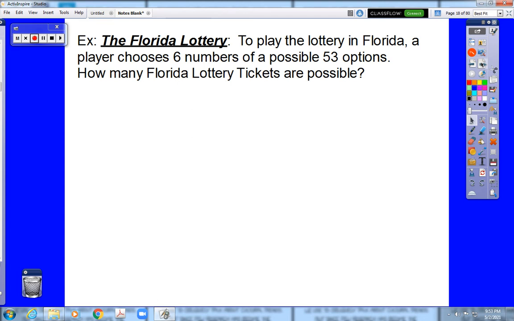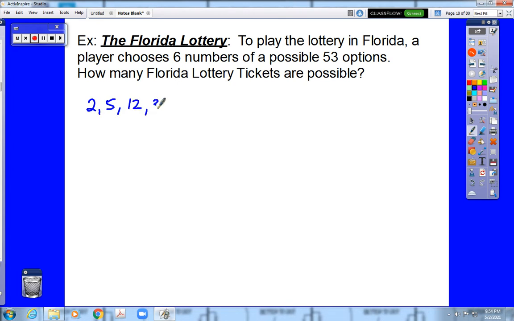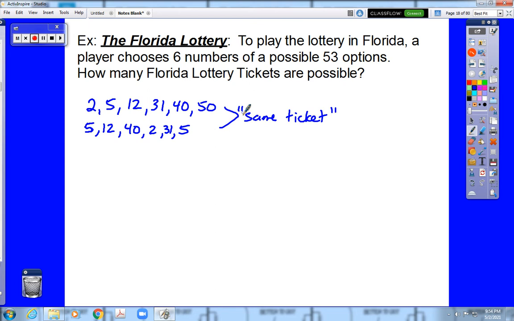And here's how you should think about this. If a player chose the following numbers to be their numbers on the ticket, 2, 5, 12, 31, 40, and 50, those are all options. And there's 6 numbers that they've chosen. If a different player comes in and picks those same numbers in this order, they still have the same 6 numbers, which means they have the same ticket. So in this case, order does not matter.